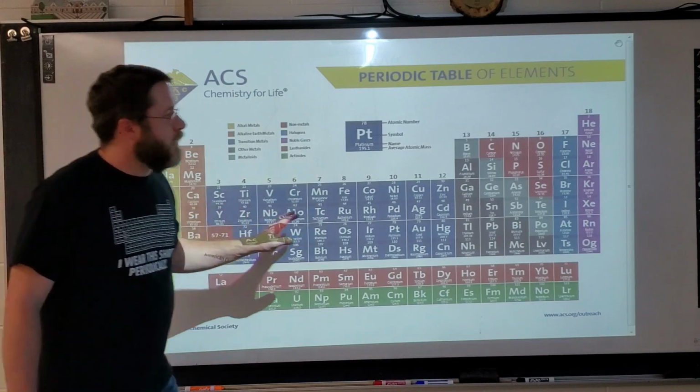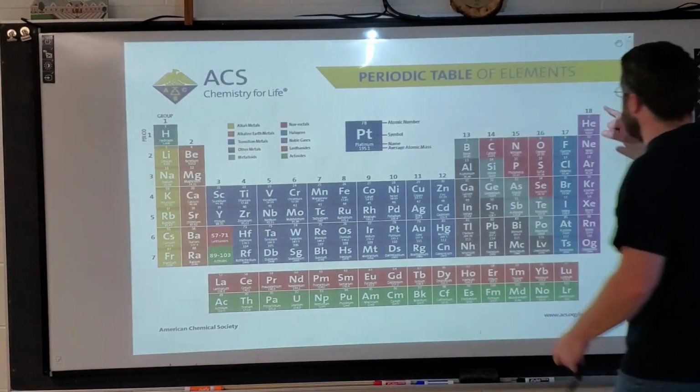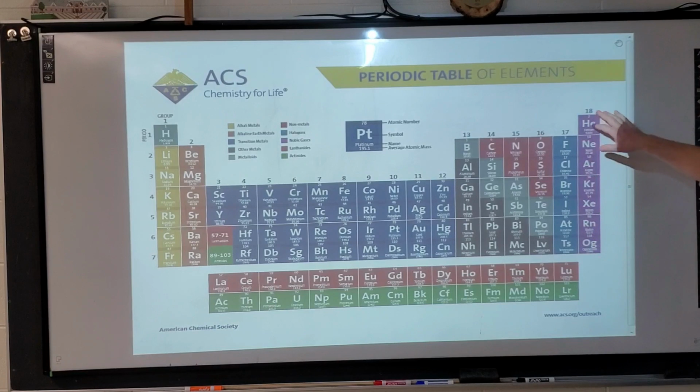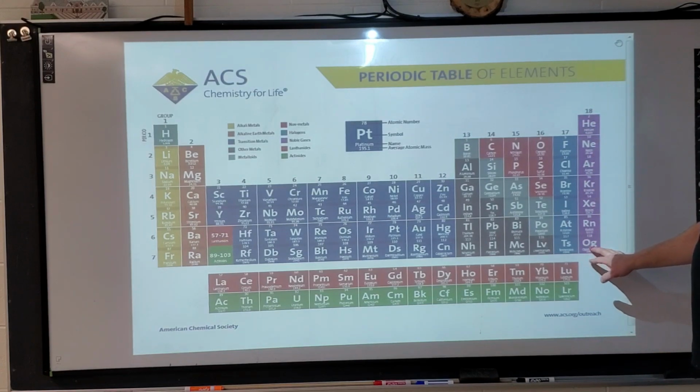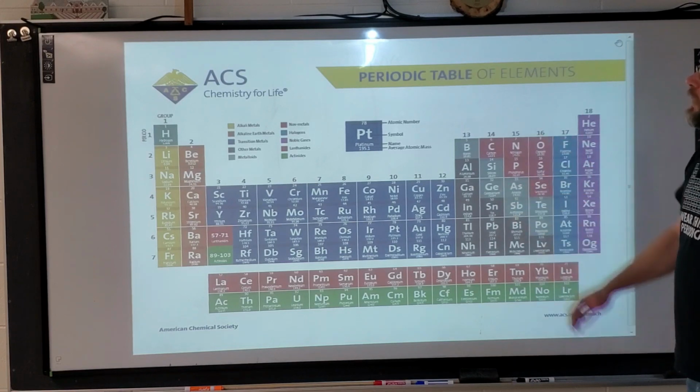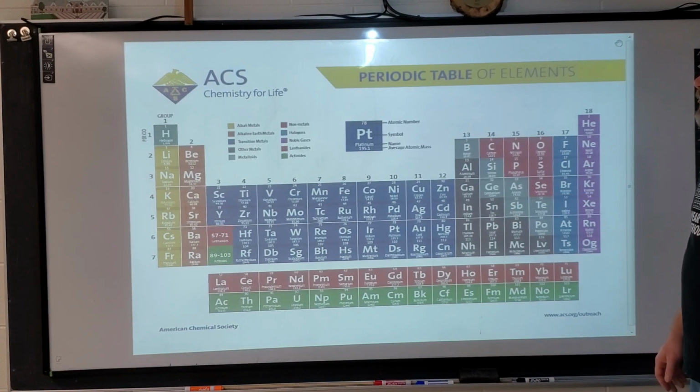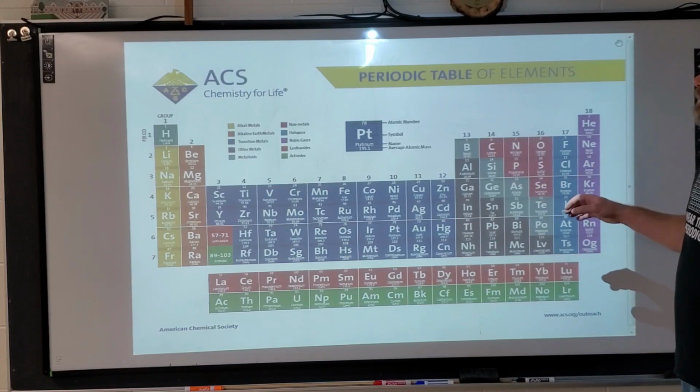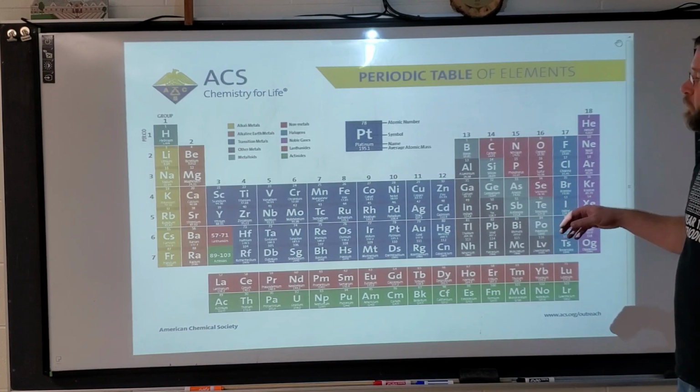On the opposite end of the spectrum, this group over here are noble gases. This is helium and neon and argon and krypton and xenon and radon. These guys don't want to react with anything. So they're characterized by their atomic mass, and it shows the groups are kind of like families.